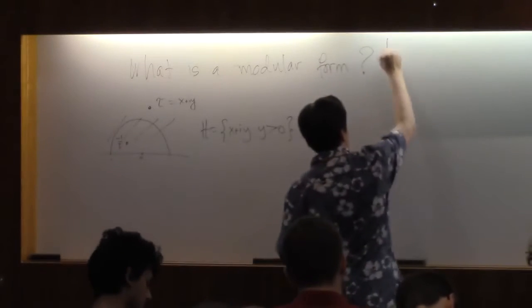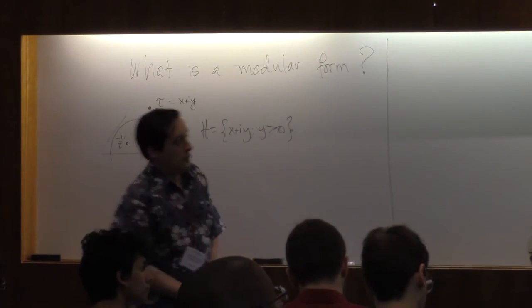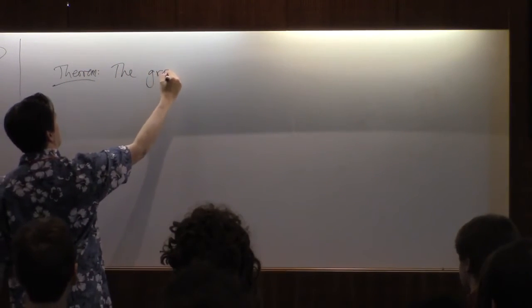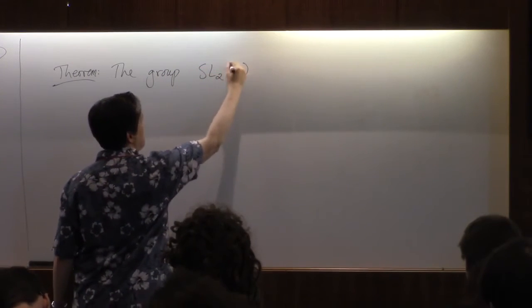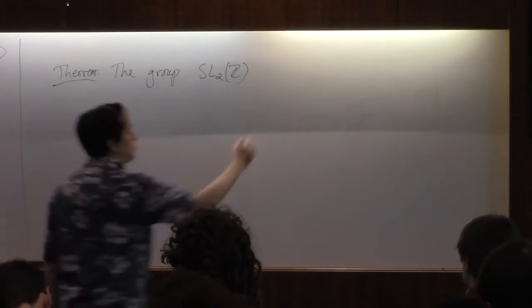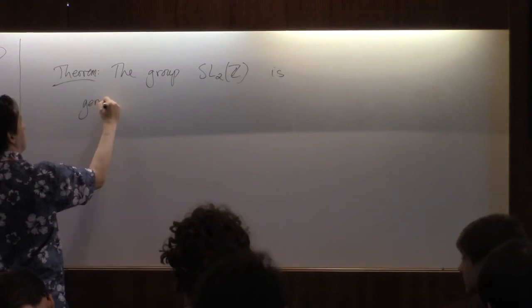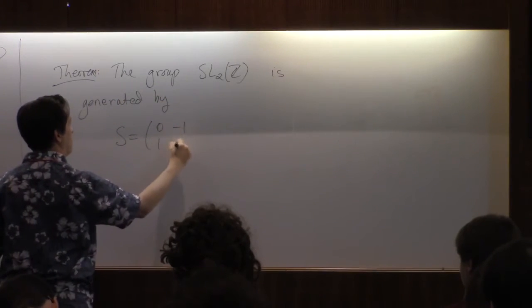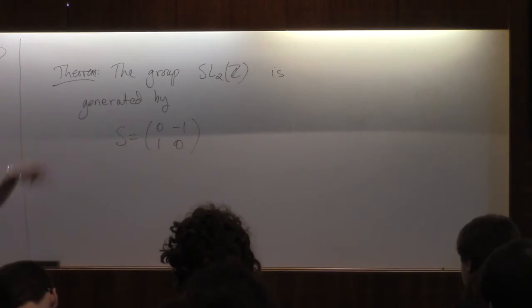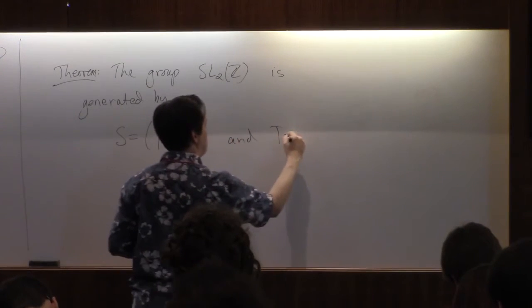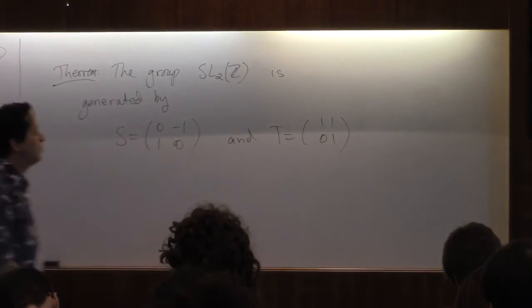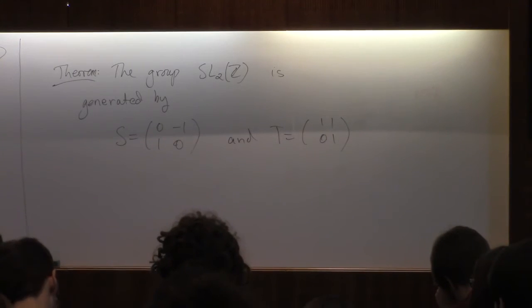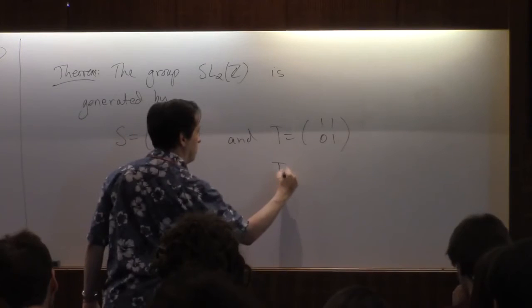So, the fact is that this group, SL2Z, an infinite non-abelian group, is generated by two matrices: S, which is (0, -1; 1, 0) and has determinant 1, and T, which is (1, 1; 0, 1). Every matrix in SL2Z is a product of these matrices and their powers and inverses. So this matrix has infinite order.